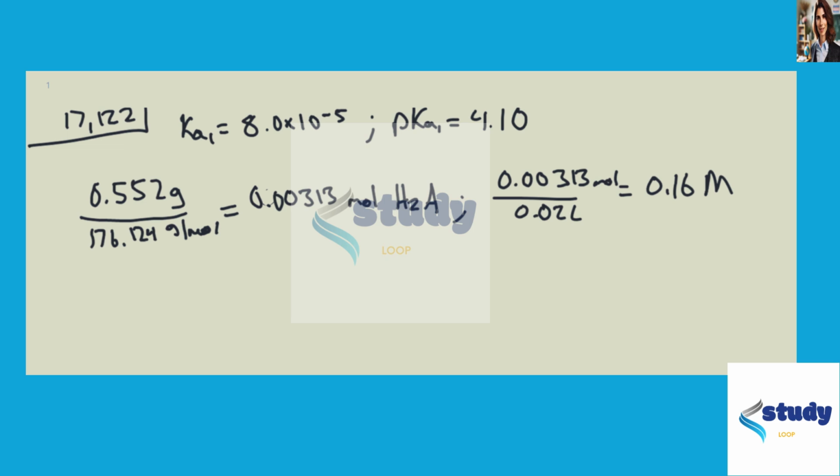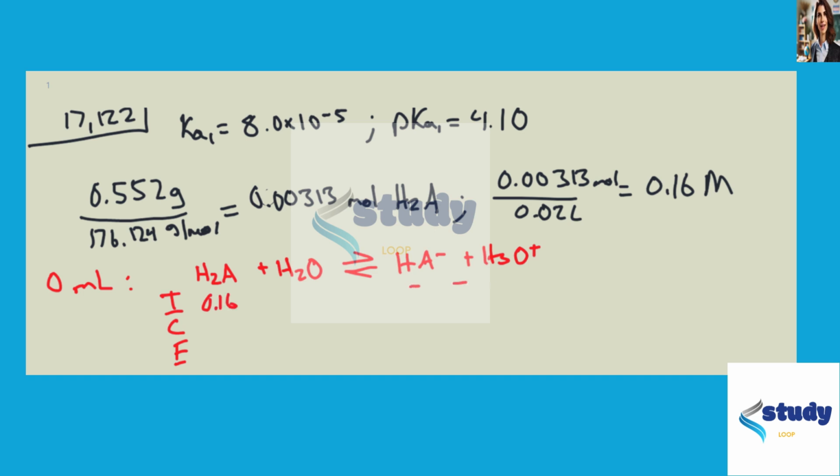So first, let's calculate the pH when no base has been added, and that's 0 milliliters. So we need to draw an ice table since we have a weak acid. So H2A plus H2O produces HA minus plus H3O plus. So initial, change, equilibrium. So we have 0.16 initially here, none over here, minus X, plus X for our products.